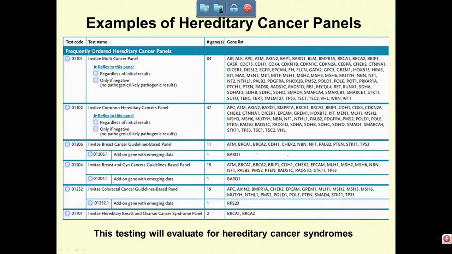This is just an example from one commercial laboratory of the types of panels that are available. So you can see we still have the option to test just for BRCA1 and 2, but we also have the option of looking at many, many other genes at the same time. And this allows us to get more information with a single test.